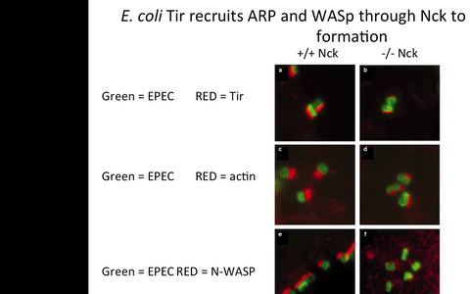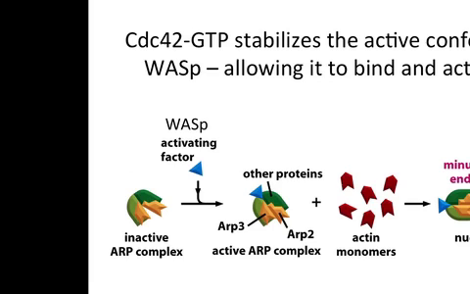Okay, everyone having good memories in recitation? So CDC42, when it's GTP bound, so when it's on, stabilizes the active conformation of WASP. WASP could be in 2 different conformations, one active, one inactive, and only when it's active can it bind ARP and activate it. That's exactly what CDC42 does to encourage nucleation.